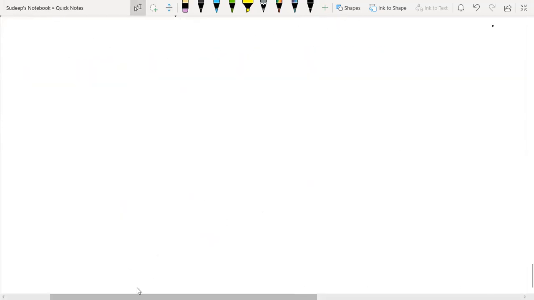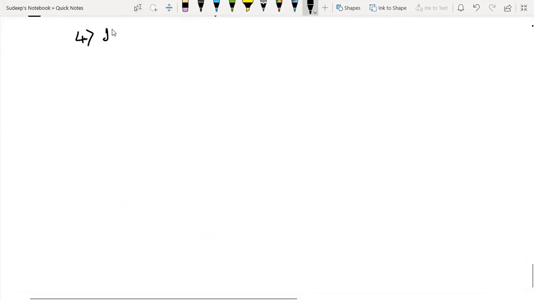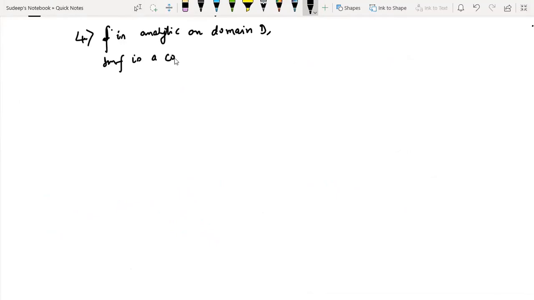I've already written this. Now this would be the fourth point that I want to mention: if f is analytic on domain D, and the imaginary part of f is a constant function.